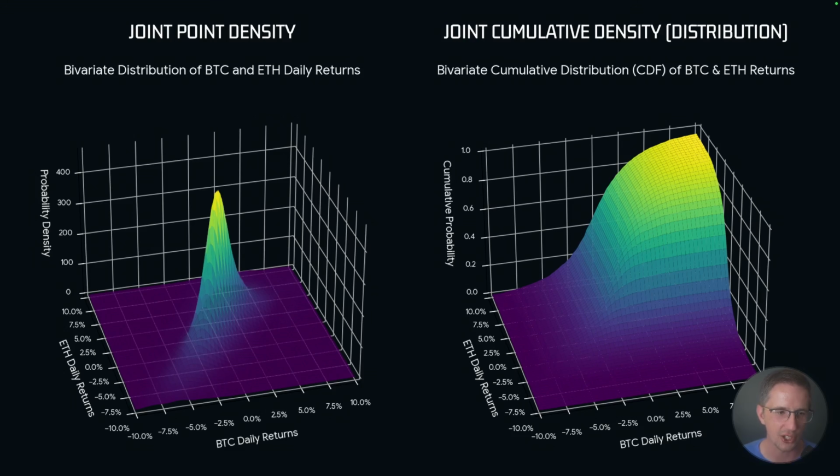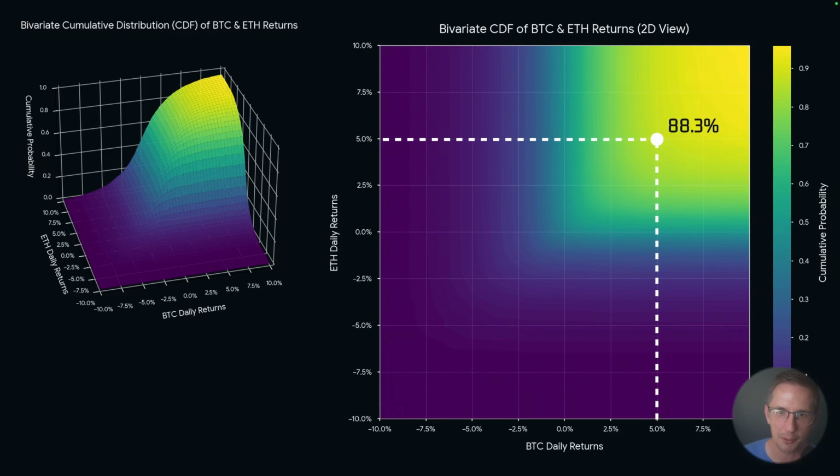Now, just like before, where we had a cumulative density function, here we can do the same with our 3D chart. So if you were to take on the left here our joint density function, and turn that into cumulative, you'll see we get this, the mountain essentially becomes a slope, just like the 2D version, but now it's in 3D. And we can look at that over here to say, what is the probability of Bitcoin being less than or equal to 5% and Ethereum being less than or equal to 5%? And you'll see that probability is 88.3%, which makes sense.